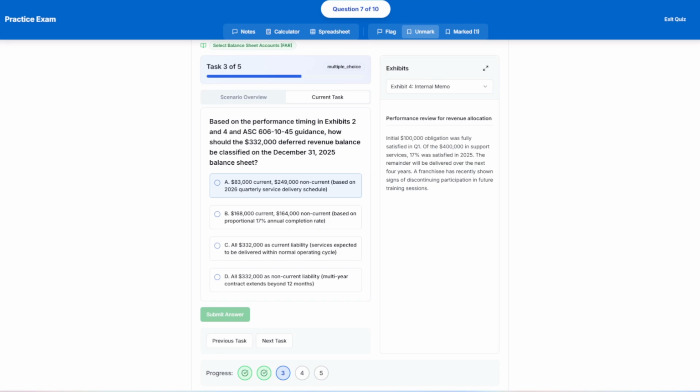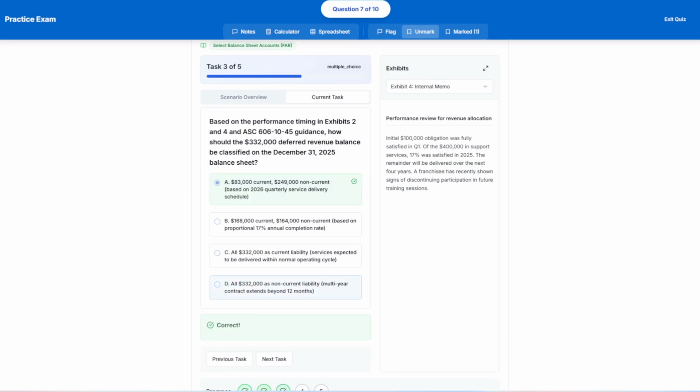This classification affects liquidity ratios and financial statement presentation. Don't just toss everything into current. Follow the guidance.